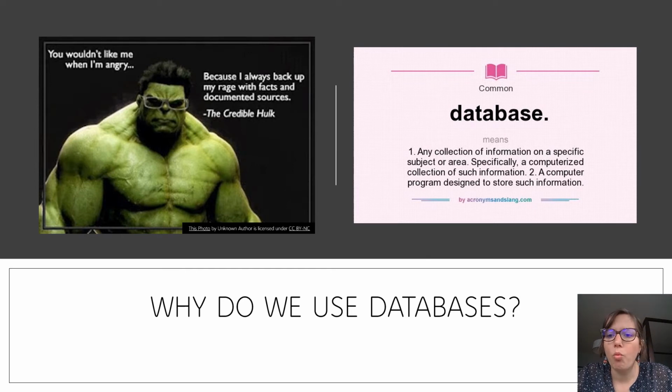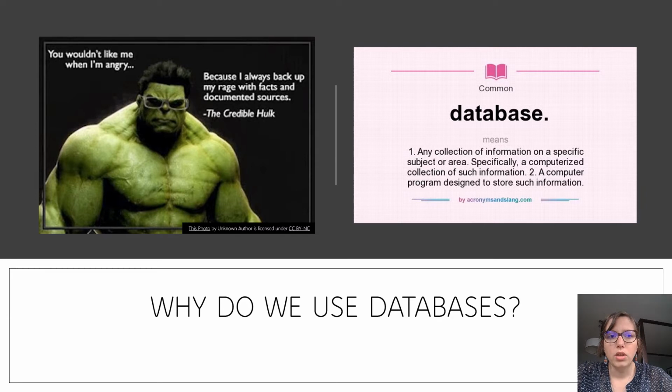Before we begin, we need to talk about why we use databases. A database is a collection of information on a specific subject or area, specifically a computerized collection of such information, or it can be a program designed to store such information. An academic database is a collection of academic journals, magazines, newspapers that you can't otherwise find online because they're usually hidden behind paid-for firewalls, and these are collections that are on topics.